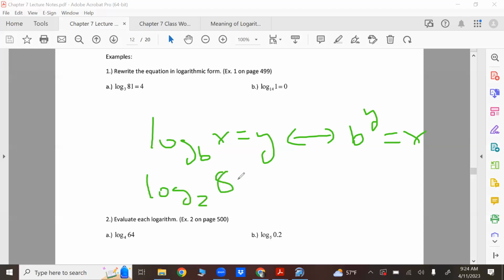So for example, what if I have log base 2 of 8 equals 3? So what's going to happen? The 3 and 8 switch, and the log drops off. Is that a true statement? Is 2 to the 3rd power equal to 8? Yeah, 2 times 2 times 2 is 8.